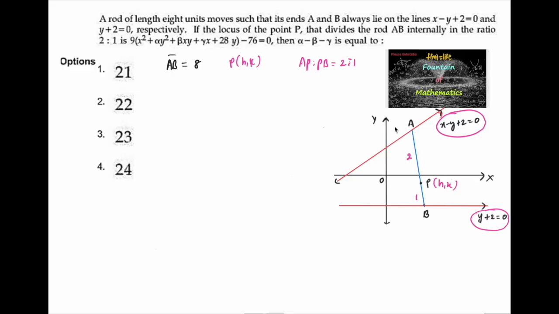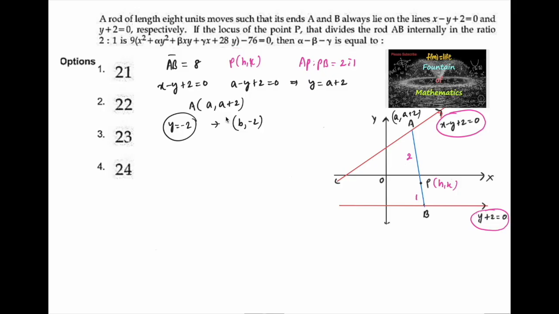So let us consider the general point on A. Since x minus y plus 2 is equal to 0, let's consider x coordinate is A. So A minus y plus 2 is equal to 0, which implies y is equal to A plus 2. So we can write the point A as A comma A plus 2. And the point B is on the line y plus 2 is equal to 0. So y is equal to minus 2. And let us consider the x coordinate is B. So B comma minus 2 is the point B.